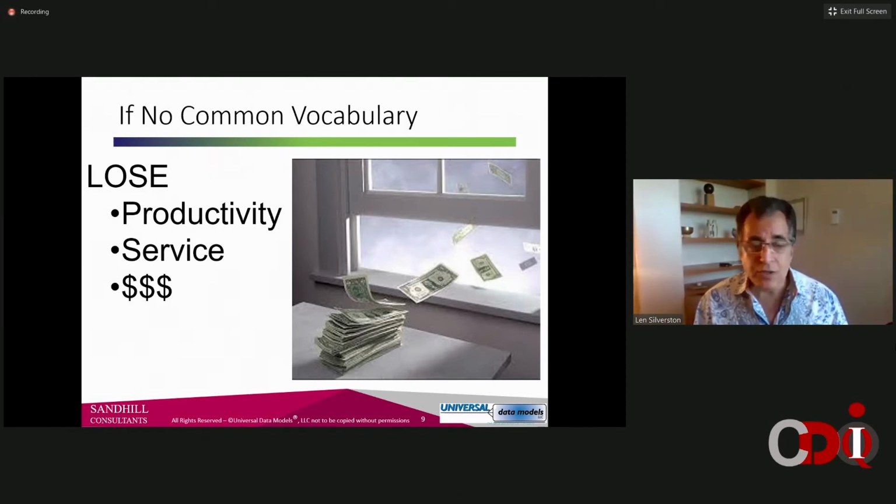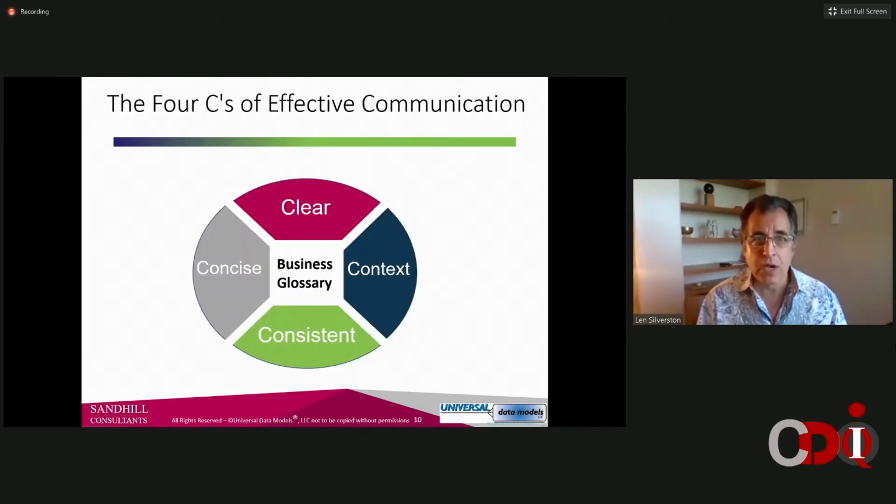We also lose dollars in many different ways. Systems interfaces. If we don't have a common vocabulary, there are so many patches. We lose time in meetings. We lose time in productivity. We lose time and effort all over. So what I like to do is jump into the 4 C's of communication. Robert described it. When we define terms, are they clear? Are they concise? Are they consistent? And we have to consider the context.